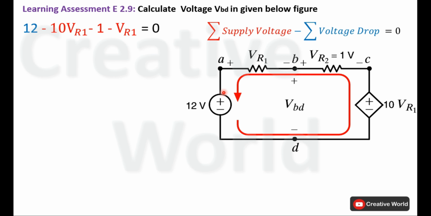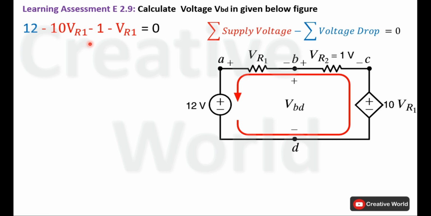Current is entering from the positive terminal, so the voltage of this voltage source will be taken with plus sign, plus 12. Moving to the next, this current is entering from the negative terminal of this dependent voltage source, so the voltage of this dependent source will be taken with minus sign, minus 10 VR1. Move to the next, current is entering from the negative terminal, so this 1 volt will be taken with minus sign, minus 1 volt. And the last one, voltage VR1, will be taken with minus sign because current is entering from the negative terminal. So this is the equation retrieved from this circuit.